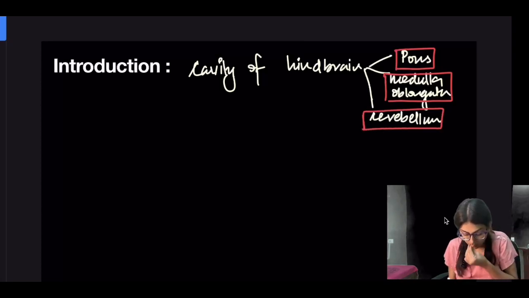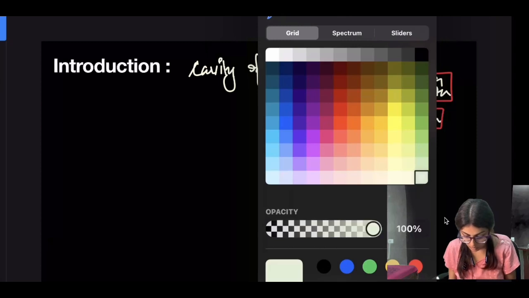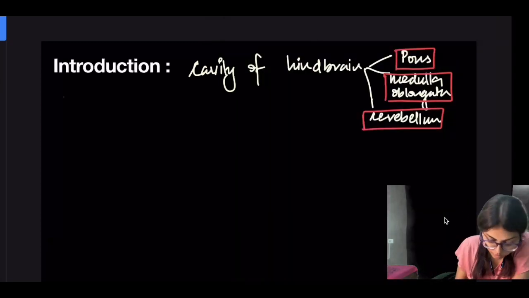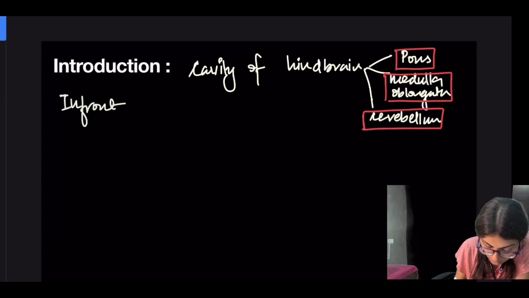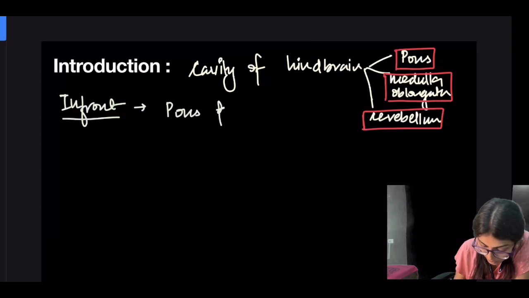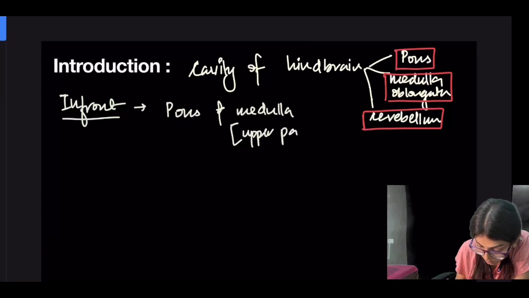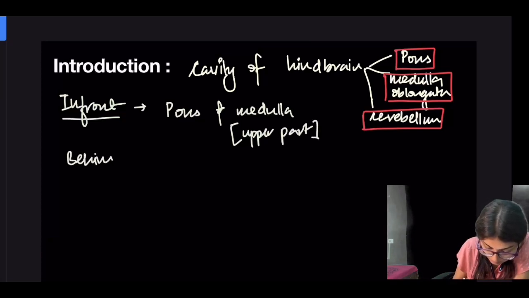So, if we see in front of the cavity of the fourth ventricle, we have the pons and the upper part of the medulla. Behind, we see the cerebellum.